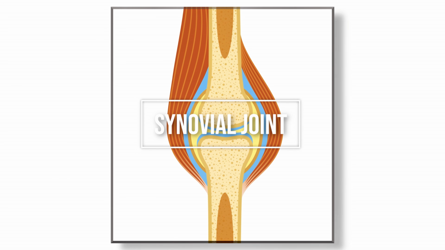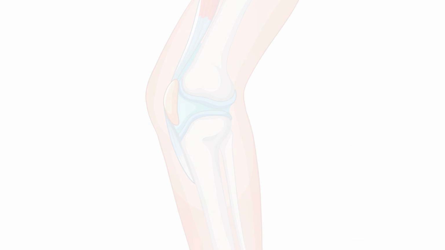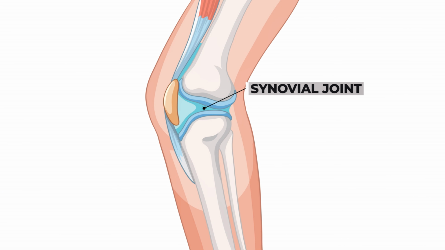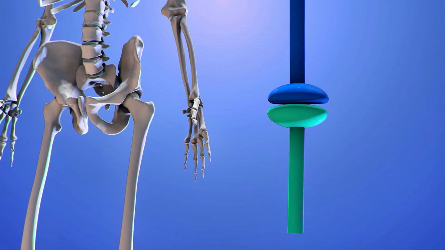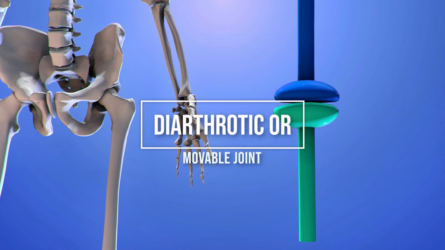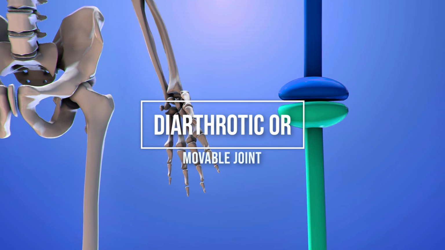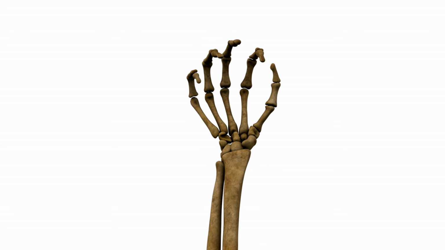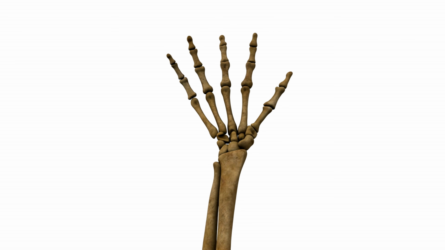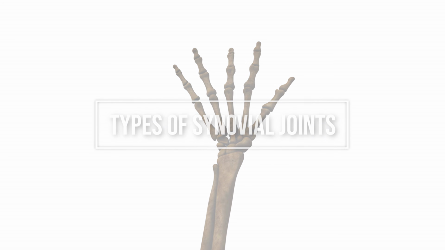Now let's study the synovial joint. The most common type of joints in our body are synovial joints. In a synovial joint, there is a fluid-filled cavity present between the end surfaces of 2 bones, which is called the synovial capsule. All synovial joints in our body are movable, which is why they are placed in the category of diarthrotic joints. Synovial joints are further divided into 6 types. These types are classified based on the range of motion of the synovial joint. Let's study the types of synovial joints one by one.